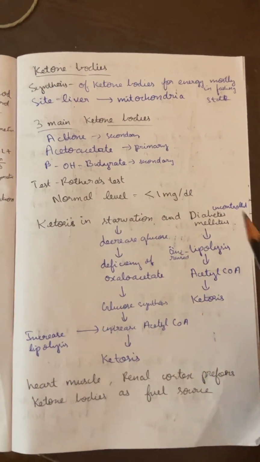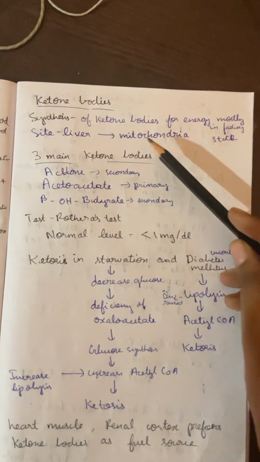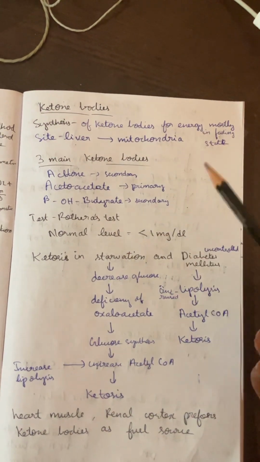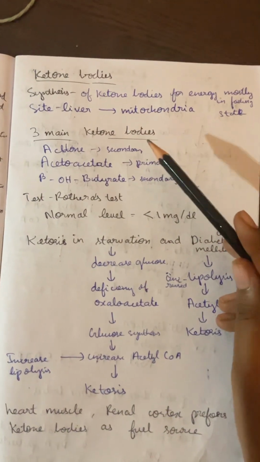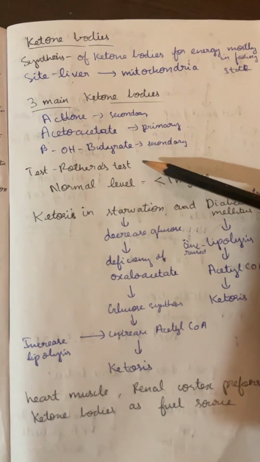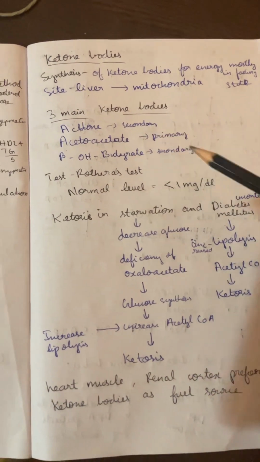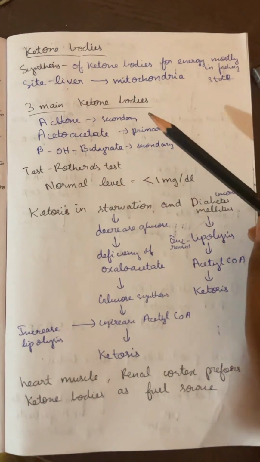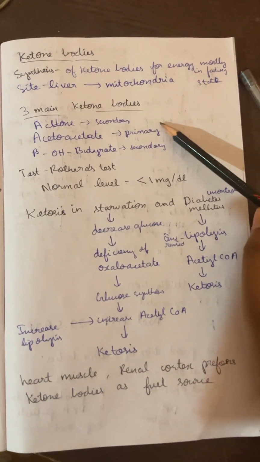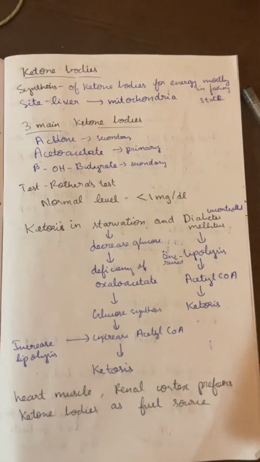Mostly here I also wrote that heart muscle and renal cortex prefer ketone bodies as a fuel source. They prefer this. And the site is the liver, the mitochondria of the liver, where ketone body synthesis takes place. The main ketone bodies are acetone, acetoacetate and beta hydroxybutyrate. This all will come in the cycle also, but acetoacetate is the main one and it's the primary ketone body. From here only we get acetone and beta hydroxybutyrate.